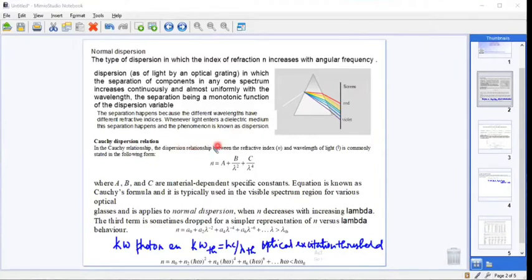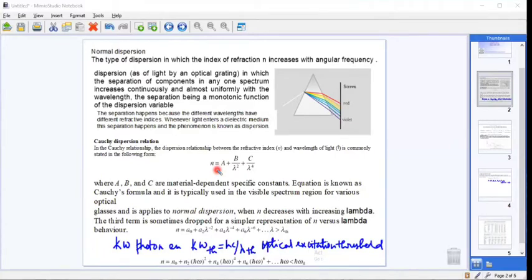Cauchy first studied the dispersion and gave a formula which described the dispersion in the visible range quite well. The following formula is known as Cauchy's dispersion formula, where n(lambda) equals A plus B over lambda squared plus C over lambda to the power 4, where A, B, C are constants which depend on the medium, and experimentally the constants can be determined by measuring the refractive index for three wavelengths. In usual conditions, the first two terms suffice to give an accurate value of n.